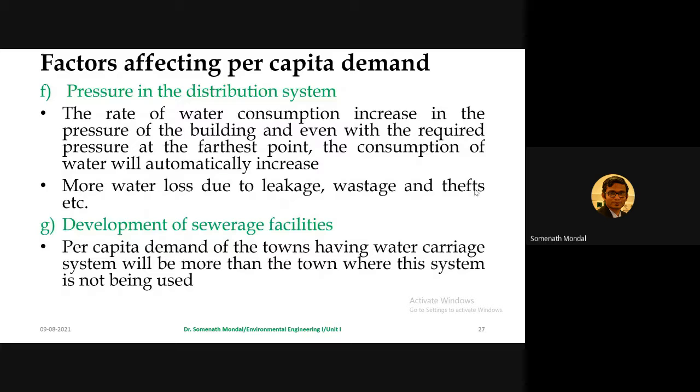Next is the pressure in the distribution system. Most of you would be able to relate to this. If you see in most of the old cities and municipalities, the pressure is very low, and sometimes that is done just to minimize the demand, or just to keep the overall consumption within the limit. So how is the pressure in the distribution system related to the per capita demand? If the pressure in the distribution pipes is high, then it is sufficient to make the water reach the third or fourth story of a building.